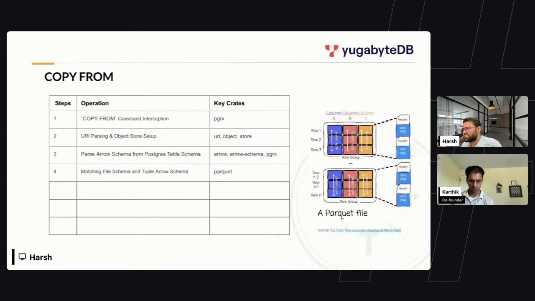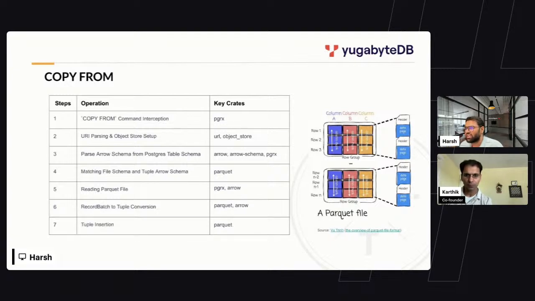Once the schema matching has been done, and if it is compatible with the table that we want to import the data into, the next step is to start reading the Parquet file. Each of the row groups of the Parquet file is read as a record batch in memory, and then the record batches are converted into the tuples of the table. Once all the row groups and record batches have been converted, the last step is to insert the tuples into the table specified in the COPY FROM command.